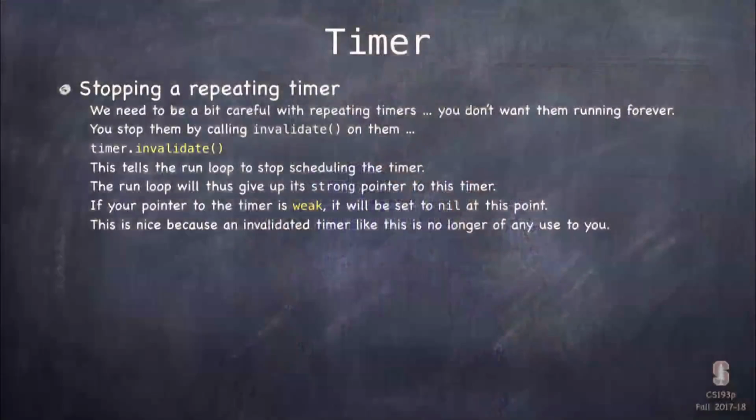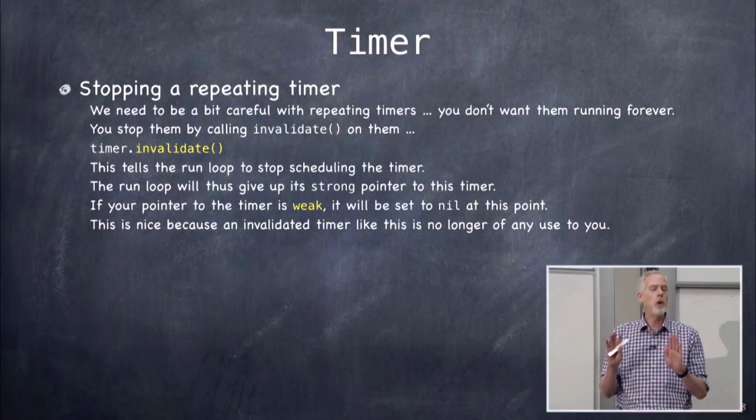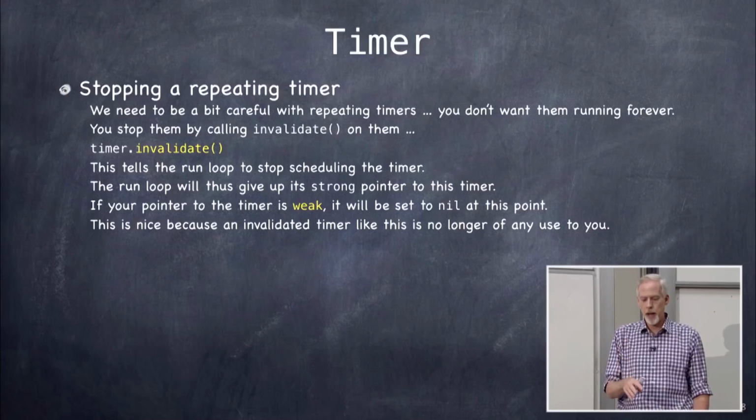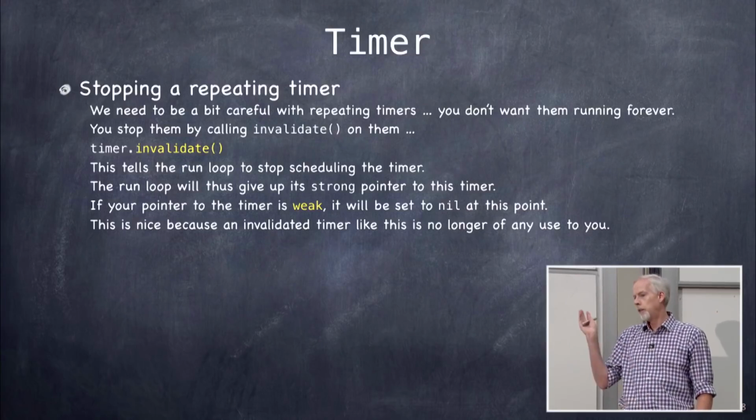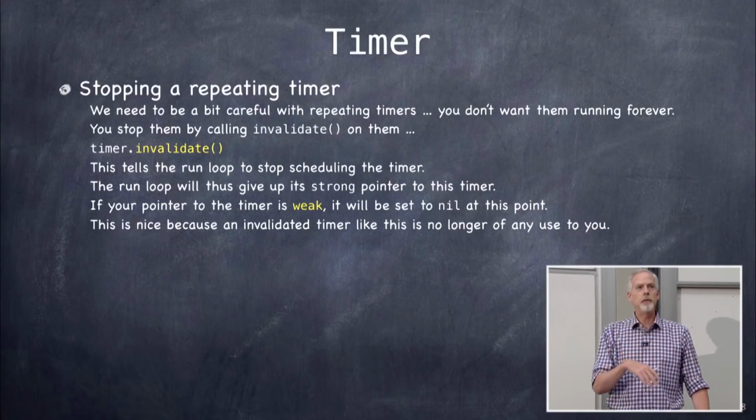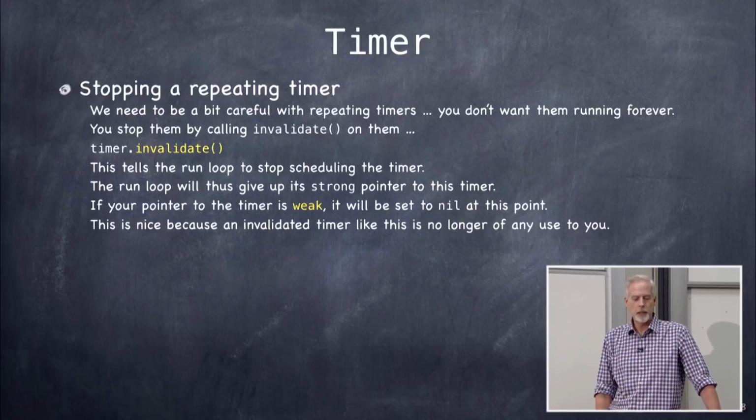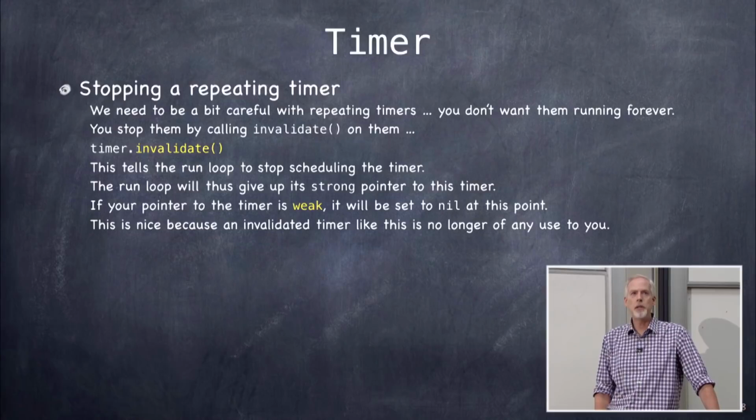So how do you stop a repeating timer? You've got a timer going off every 2 seconds. Well, you just send the message invalidate to the timer, and it will no longer run. In fact, invalidate is going to throw it out of the heap and set weak vars to nil, and it's all going to be done. So that's it. Super easy to use class timer.